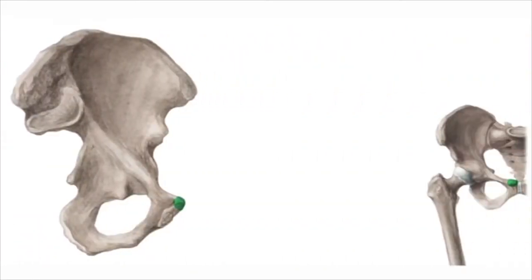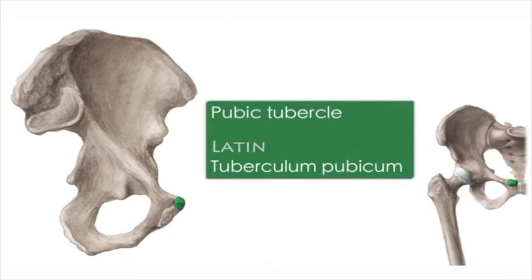Another structure will be then the pubic tubercle. This is a protuberance that is located on the medial portion of the superior ramus, anterior and lateral to the symphysis. So right here on the superior surface of the symphysial surface. Now this is where the inguinal ligament will attach.